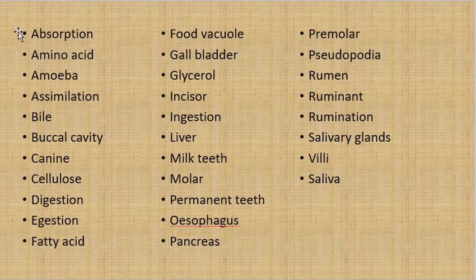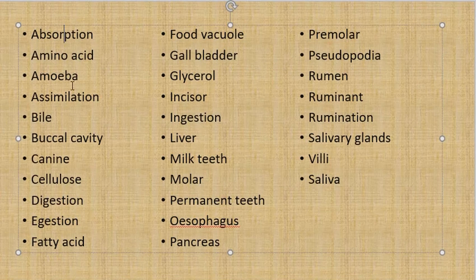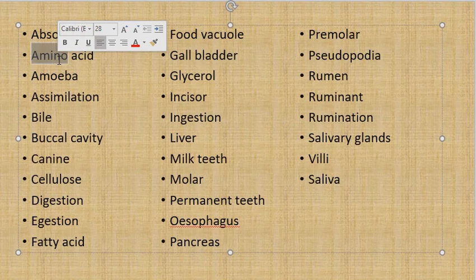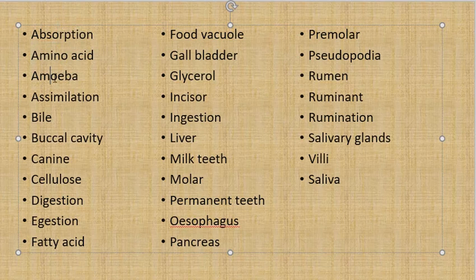What are the keywords we studied? We studied absorption, assimilation, etc. We studied that amino acid is what protein gets converted into. We have seen how amoeba gets its food by using the pseudopod. We have seen bile is secreted in the liver and stored in the gallbladder. Canine is one type of teeth we have. Cellulose is there in the grass, which makes it difficult to digest.